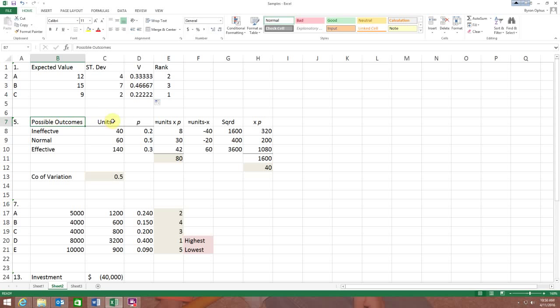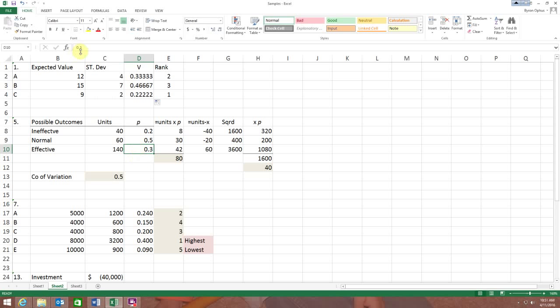So, I've got my labels, my possible outcomes: if it's ineffective, normal, or effective for number 5, my Al Bundy's evaluating a new advertising program. Compute the coefficient of variation. So my units, if it's ineffective, are going to be 40. If it's normal, 60. But if I have a good outcome, it's going to be 140. What I think the probability of each outcome is: 20% ineffective, 50% normal, and 30% effective. Okay, that's got to add up to 1, and it does.